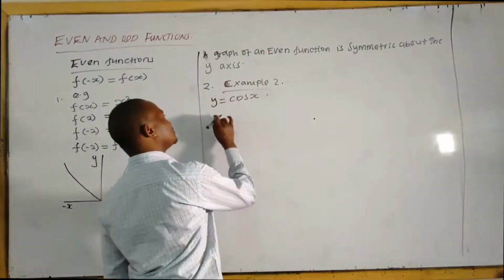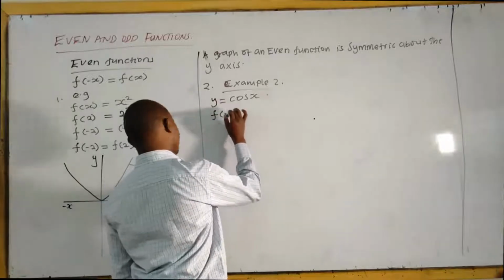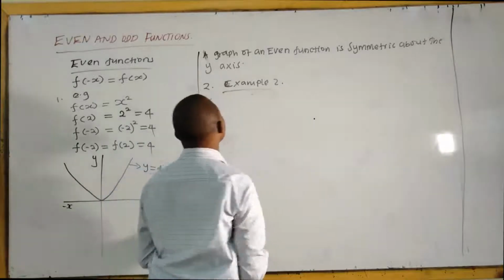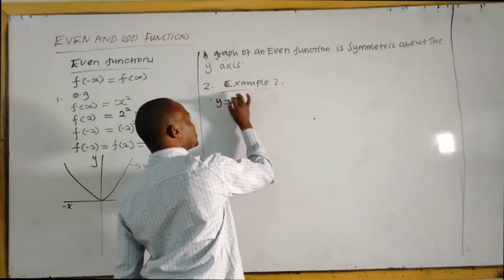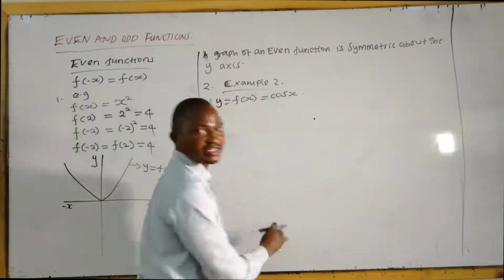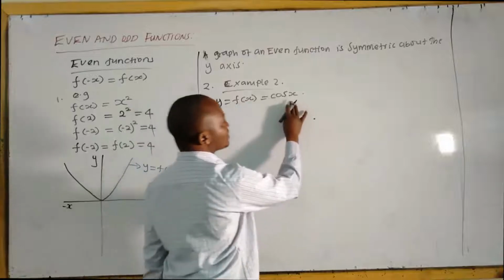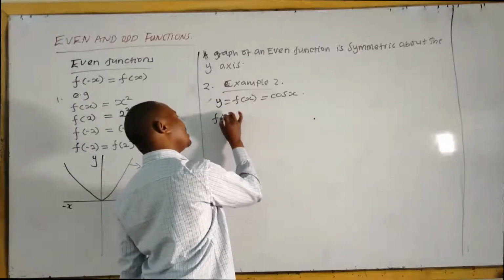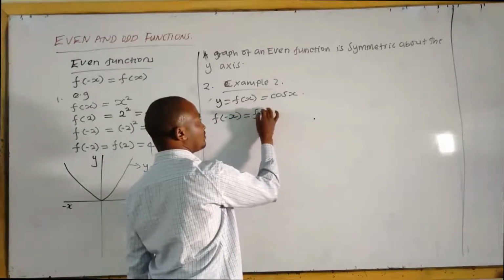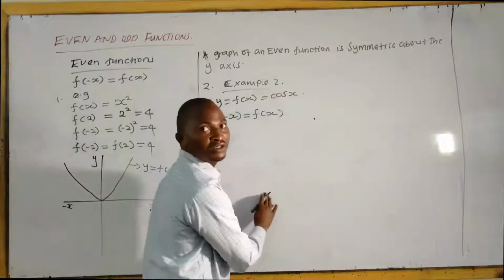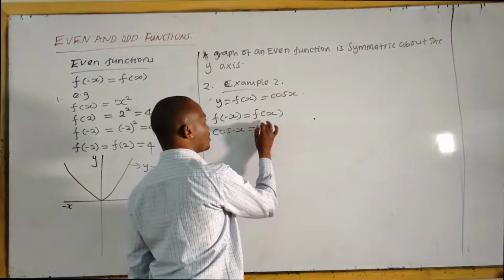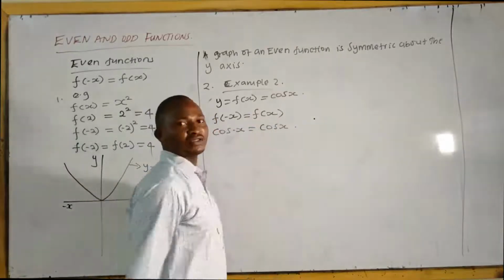In this case, y is equal to a function of x is equal to cosine of x. Or we can simply say function of x is equal to cos x. Here, function of negative x will be equal to function of x. Or cosine of negative x is equal to cosine of x. You can try this.